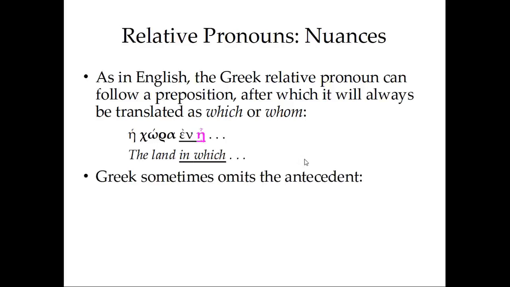Greek, however, sometimes omits the antecedent. For instance, this is usually when the antecedent is a pronoun. So akue, this is the imperative, listen to or hear. Akue ha lega. What we're saying here is listen to, literally, listen to which I say.